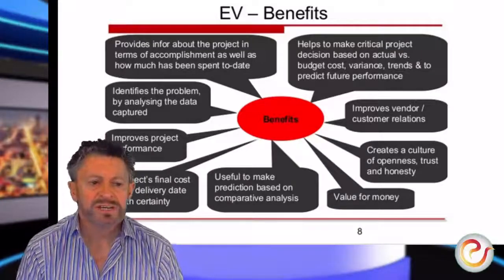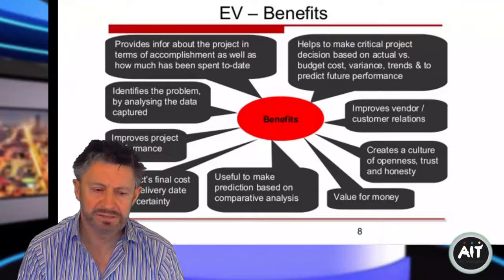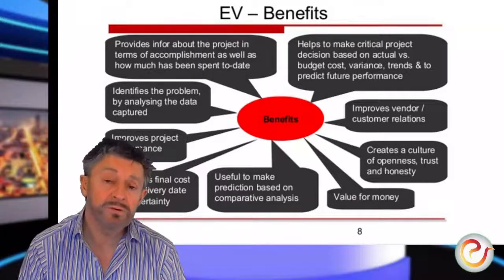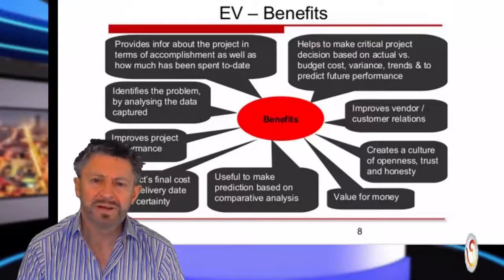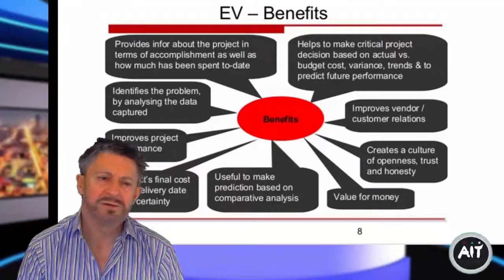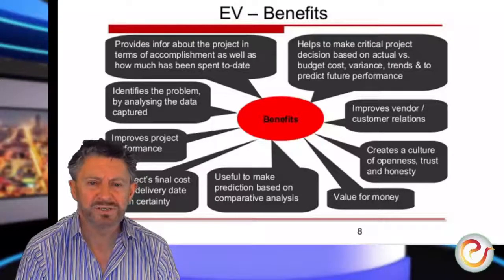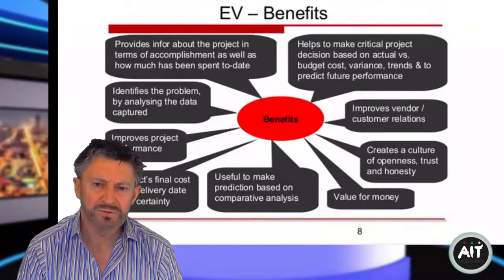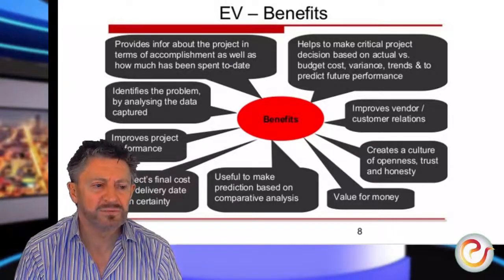Another one of the benefits is that it's useful to make predictions based on comparative analysis. So we can compare what's happening in our existing project with other projects and say, are we on track? If this cloud computing on average costs between 15 to 20,000 euros, and we're going to come in on the lower side, around 15,000 euros, we can predict that the worst case scenario might be 20,000 euros, but we'll aim and continue to run our project for 15,000 euros. It also helps predict the project's final cost and delivery date with certainty.